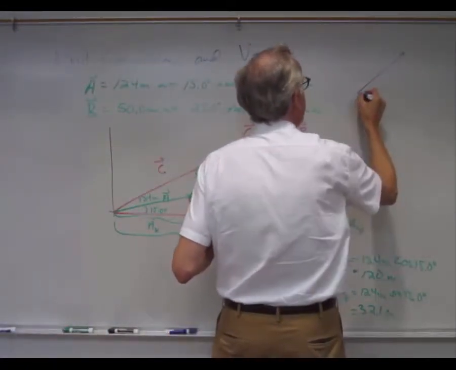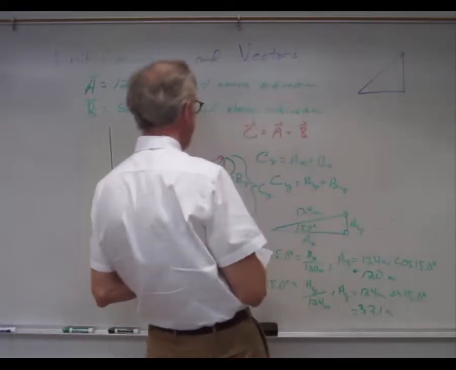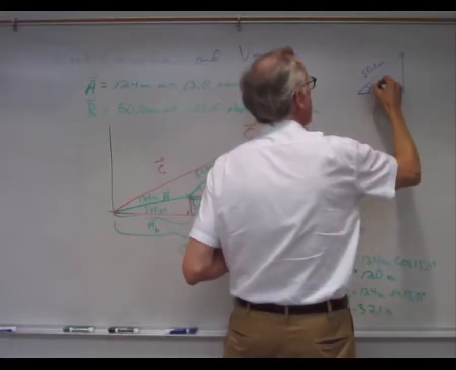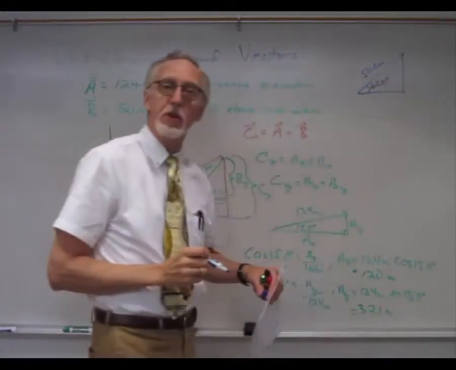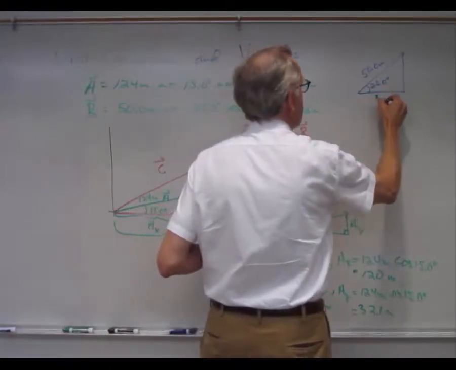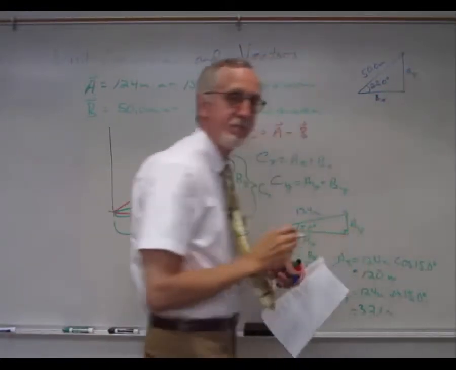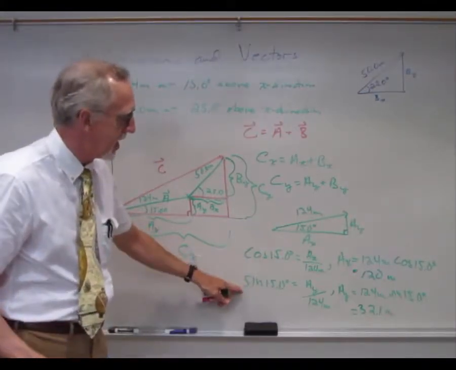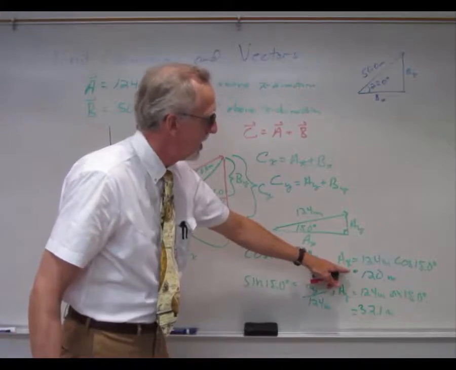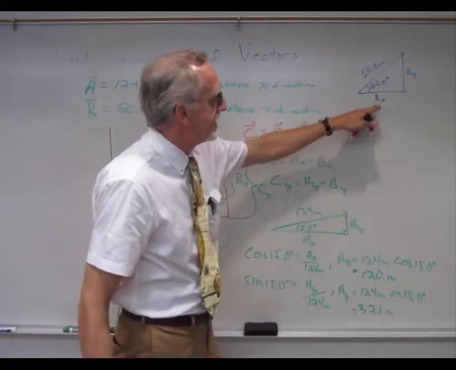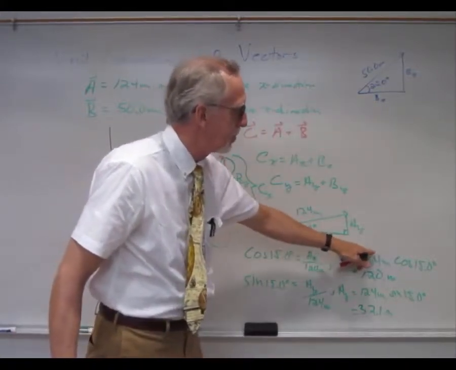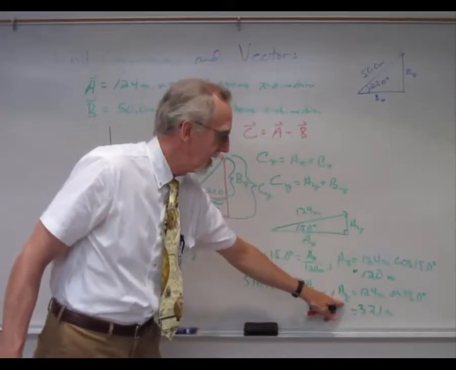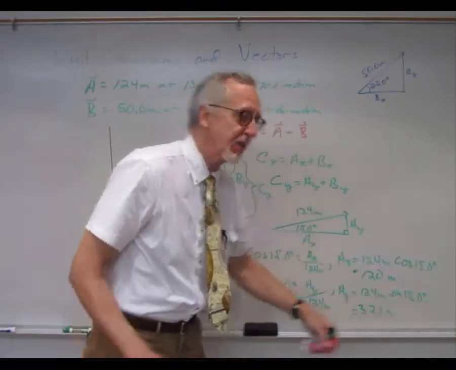Now what about B? Well, I'll draw it up here. Here's B. B has a magnitude of 50 meters at an angle of 25 degrees, where this is Bx and that is By. Now, I'm going to skip a step typically. Rather than going from sine and cosine, I'm going to go right over to this part here. Let's just remember that the adjacent side is always going to be the hypotenuse times the cosine of the angle, while the opposite side is always the hypotenuse times the sine of the angle.